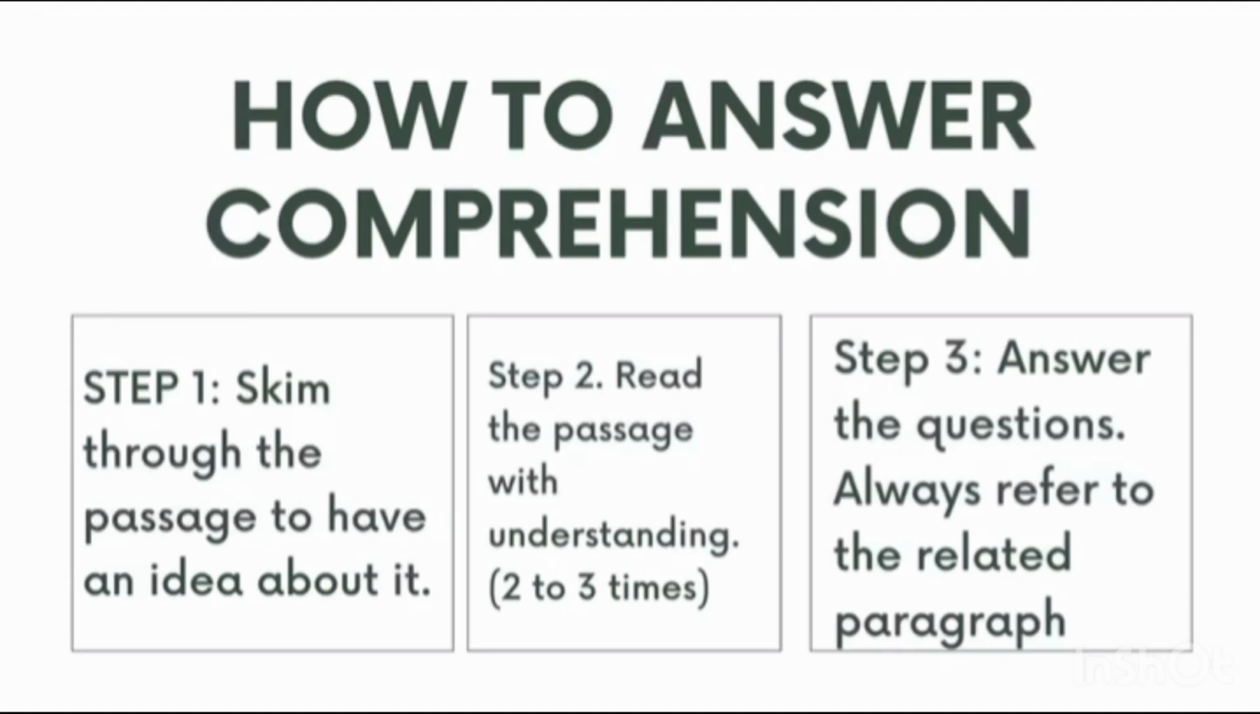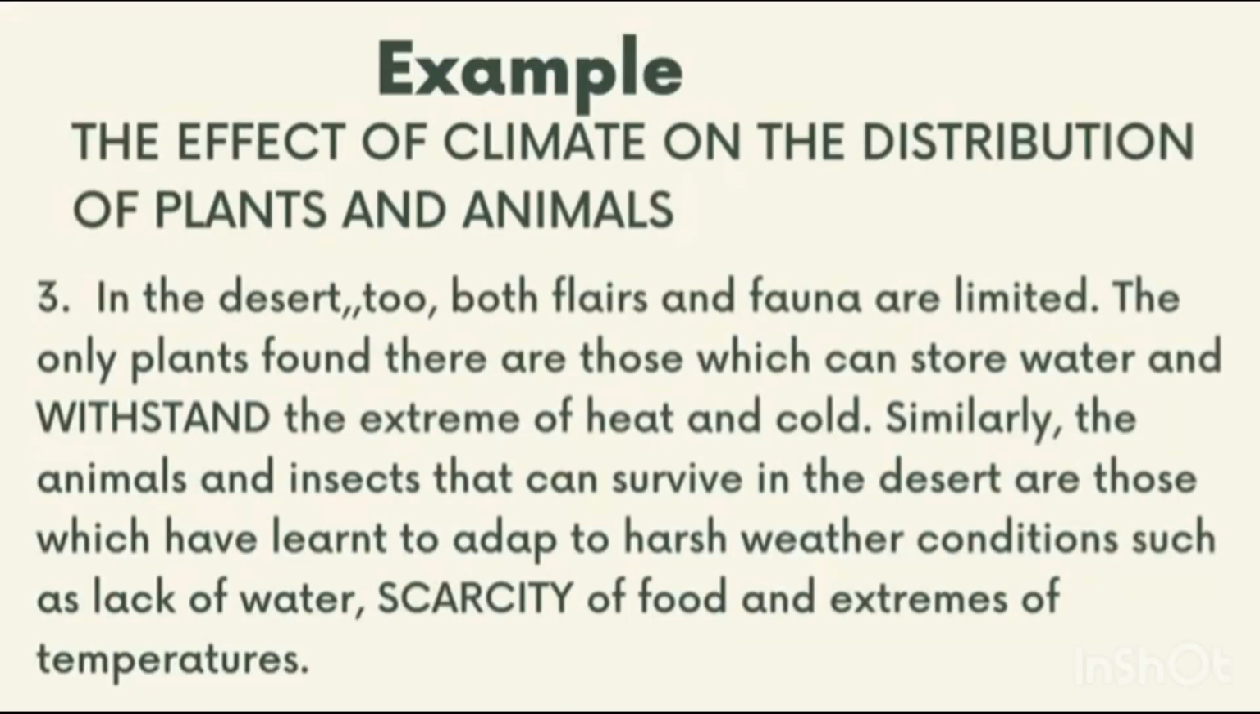That's how it is. Let me give you a simple example so that you have an idea of what comprehension is all about. This is just part of the passage. We had paragraph 1, paragraph 2. Now I've just taken paragraph 3, an extraction from the main passage, just to show you how questions come on comprehension. The title is: The effects of climate on the distribution of plants and animals. So this passage is talking about climate and the distribution of plants and animals.